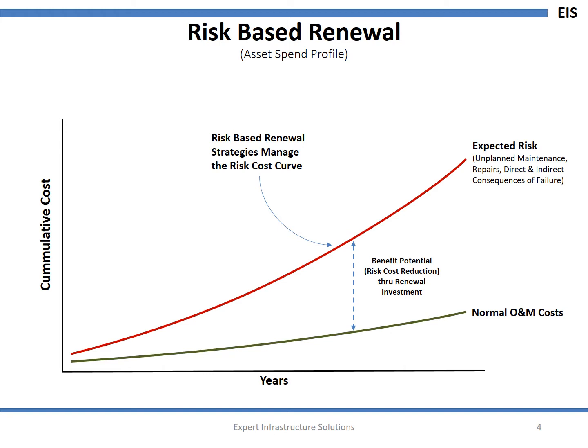What is risk-based renewal really all about? So consider the cumulative cost of owning an asset over time. Normal O&M costs are generally stable over time. However, risk or marginal costs tend to grow over time. These costs include unplanned repair, maintenance and failure related costs, and the resulting consequences. So risk-based renewal is about putting in place strategies to manage this risk curve to an acceptable level.